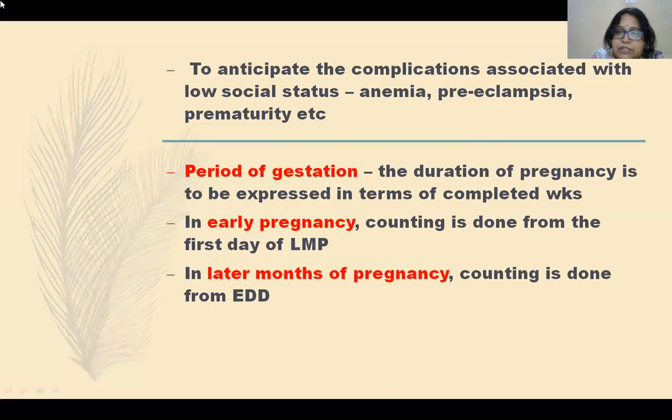Next is period of gestation. Period of gestation is the duration of the pregnancy expressed in completed weeks. So this is called period of gestation. In early pregnancy, the period of gestation is counted from the first day of her last menstrual period. But in later months of pregnancy, the counting is done from her expected date of delivery.